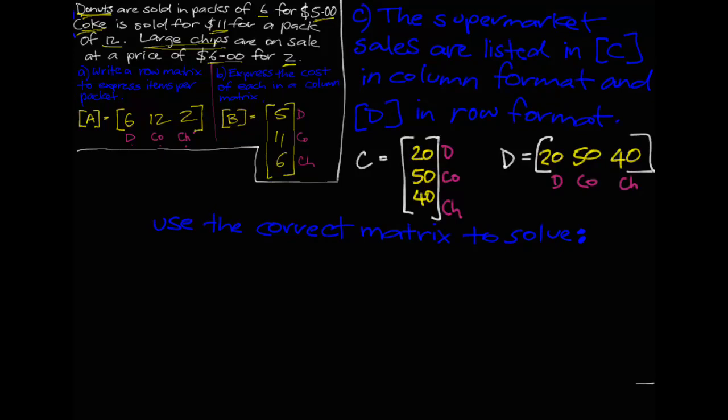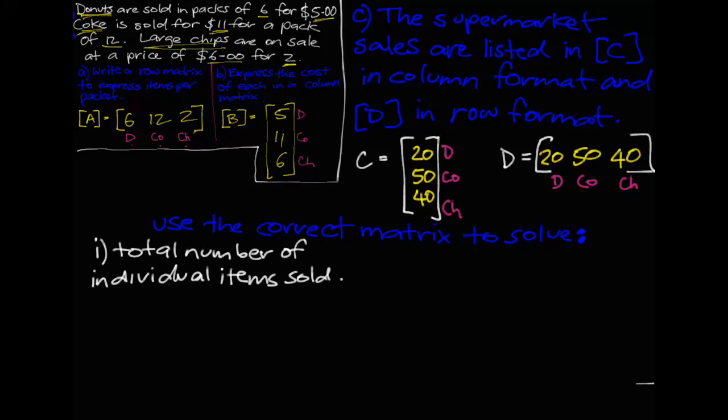The supermarket sales are listed in matrix C in column format and D in row format. As you can see, they're exactly the same, just in different formats. Use the correct matrix to solve I, total number of individual items sold. So we know that the total number of individual items sold is the sum of the items per packet multiplied by the packets sold, the number of packets sold.